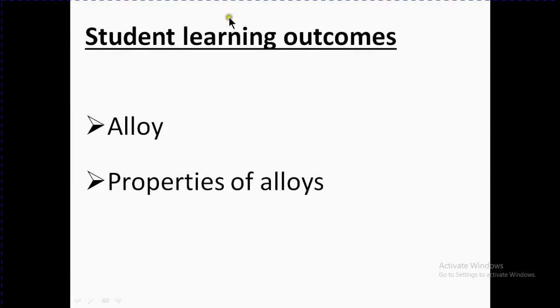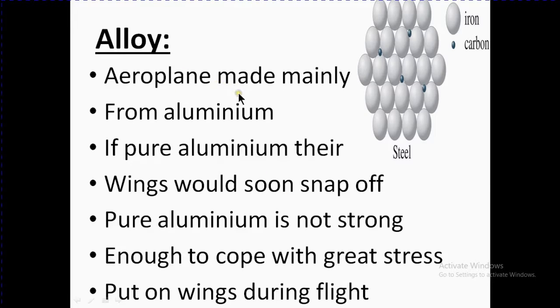Chemistry, Grade 8, Chapter 21, Metals and Structure, page number 268. So today's student learning outcome is about alloys and properties of alloys. So let's start today's lesson. First of all, we should know what an alloy is.